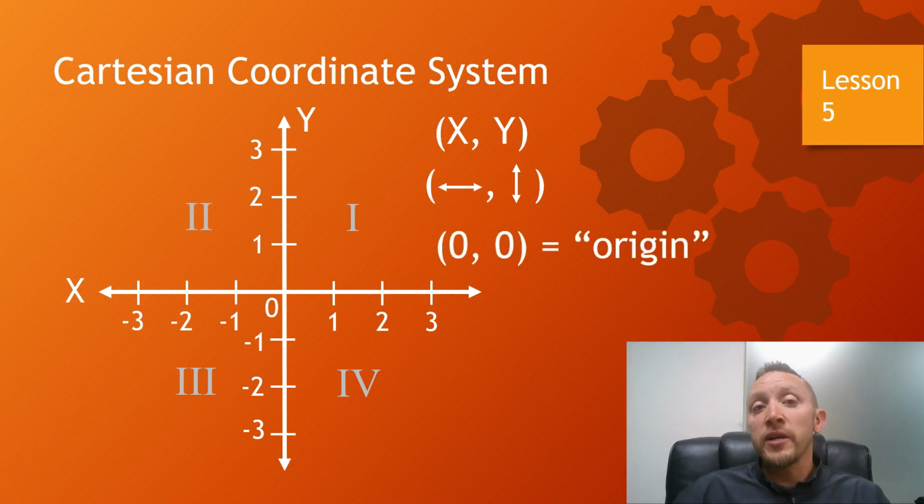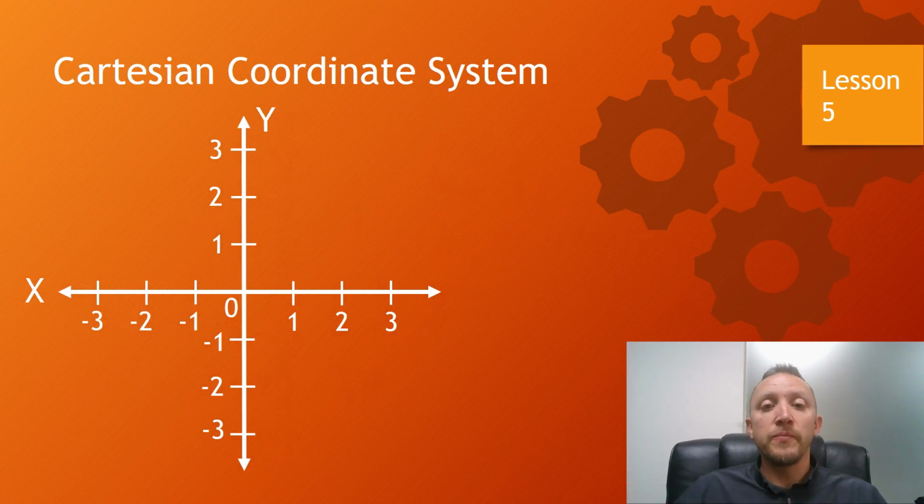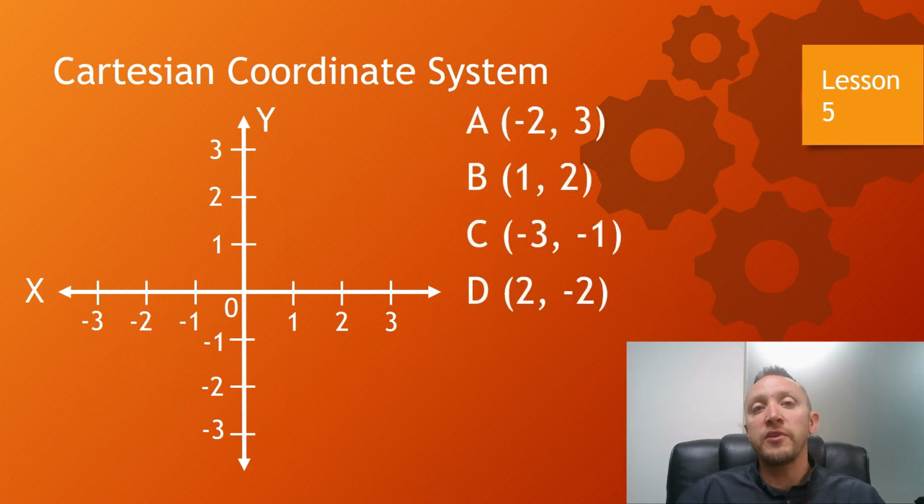Now we have a special coordinate, (0, 0). That is what we call the origin. When you think about it, that's where all of our points are going to start. It's kind of like your home base. All right? What do I mean by that? Let's look at some graphing. Let's graph some particular coordinates. Let's say if we had to graph these coordinates.